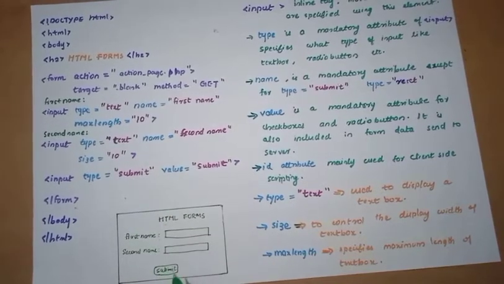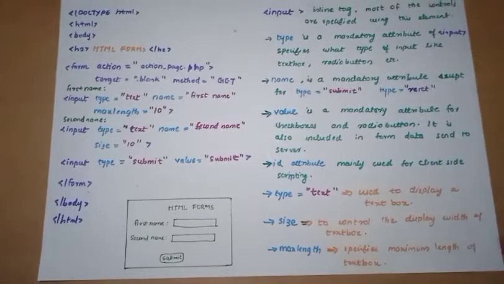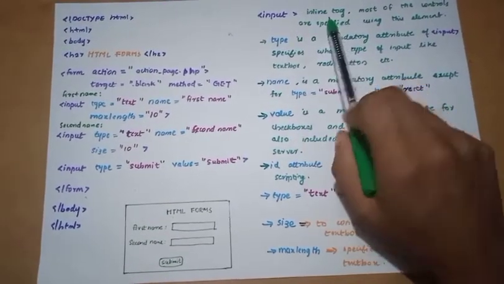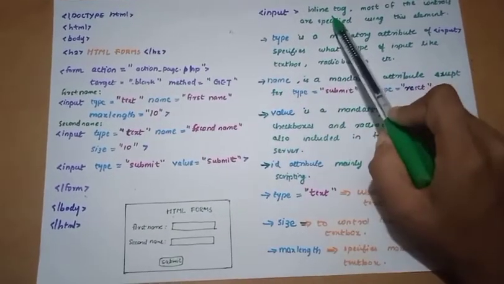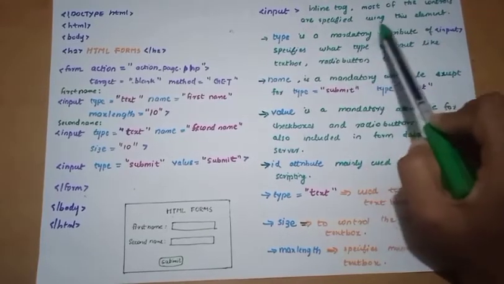So this is a simple example. Let's see how this is normally defined as well. Input, this is an inline tag. Why? Because everything is written in the same line. So this is an inline tag. Most of the controls are specified using this element.